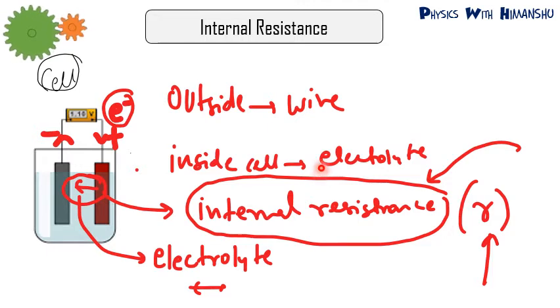And the internal resistance depends on the size of the electrode, the distance between the electrodes, and the molarity of that electrolyte. So internal resistance depends on all these factors. But you have to remember that internal resistance is the resistance offered inside a battery. It is denoted by small r. There is a terminology for how to denote internal resistance, which we'll discuss in the next slide.